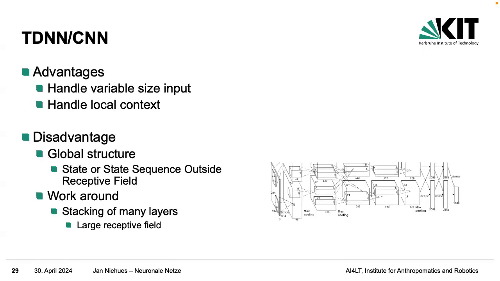So in total, the nice thing about TDNNs and CNNs is that they can handle variable size inputs, and they can handle local context, and therefore are shift invariant. However, there is also a disadvantage. You can always only detect things within your receptive fields. So a more global view is difficult. You don't see everything. There is a workaround by stacking many layers and having a very large receptive field. However, it is not really easy to detect more global information.